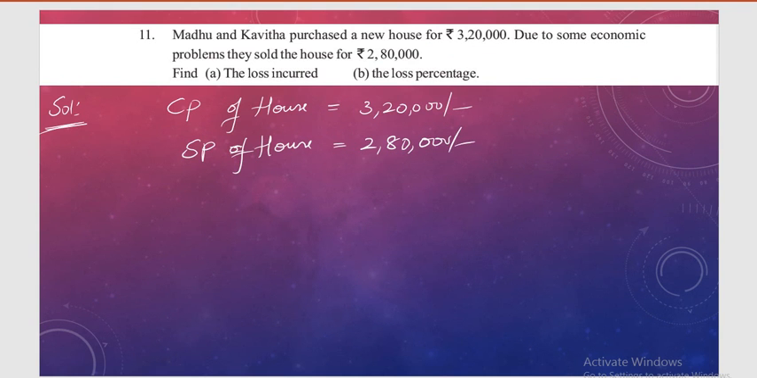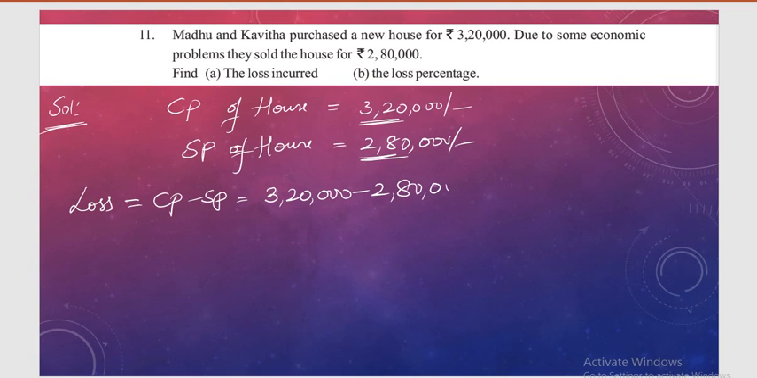Now clearly the selling price is less than the cost price, no? So clearly loss will occur. So what is the loss here? Loss is given by CP minus SP. What is CP here? 3,20,000 minus 2,80,000. When I subtract, what am I going to get? Here 20,000, here 20,000. So overall loss is 40,000 rupees.